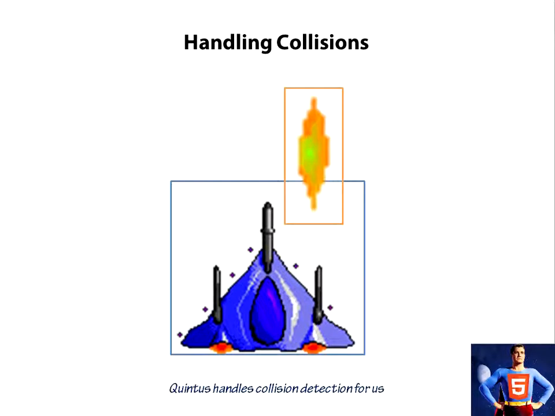Now, Quintus is automatically going to do some collision detection for us, but I want to explain the basic concept here. So you can see in this picture that there's two boxes, and these boxes represent our images. These are called bounding boxes. This is a simple way to do collision detection. It's basically when the bounding box of one thing intercepts the bounding box of another, so these rectangles overlap, then that's a collision, and so we can respond to that collision.